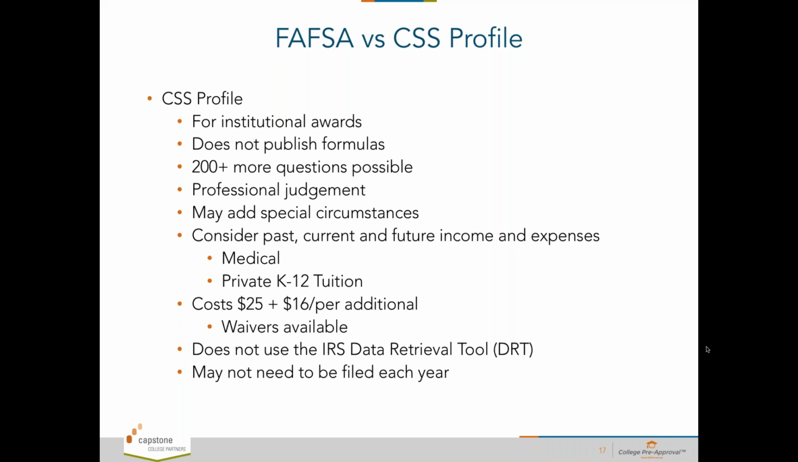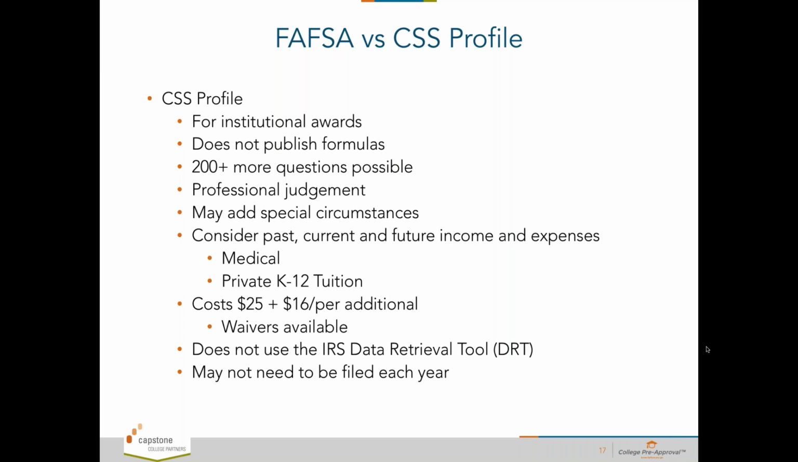Whereas the CSS profile, like I said, is trying to create a more well-rounded picture. They actually ask, do you pay for private K through 12 tuition? And most of the schools will give you a little bit of a benefit in the form of additional financial aid if you're paying for private school. These are all private schools, so they believe in a private school education. So they'll actually give you some credit if you are paying for private K through 12 for younger siblings. So I think that's an important thing to know. And then they'll also ask about medical expenses. So that's on there as well.